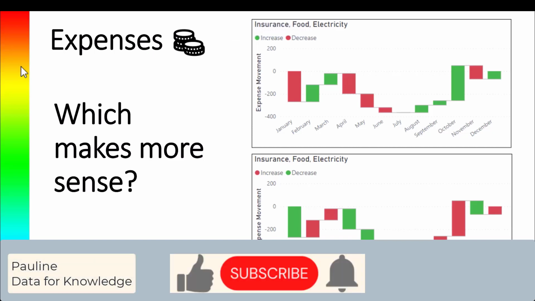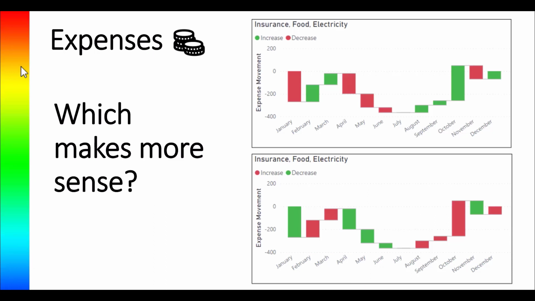Which makes more sense? Here are two waterfall diagrams showing month-on-month movements of three expenses which have been grouped together. The waterfall was created using Power BI, and the default colours used by Power BI are shown in the top diagram, which shows an increase in expenses by the colour green and a decrease in expenses shown in red. The second diagram shows the opposite. The increases are in red and the decreases are in green.